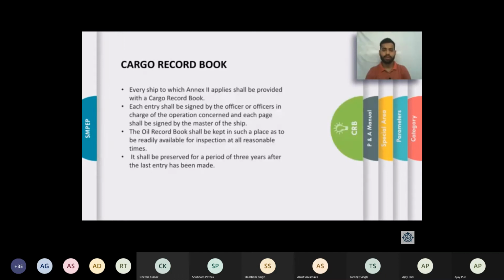Every ship which is carrying noxious liquid substances in bulk needs to carry a cargo record book. This cargo record book contains specific entries which are to be made on the basis of cargo handling. Each entry of this cargo record book has to be signed by the officer in charge, and each page has to be signed by the master of the vessel. The cargo record book shall be kept in such a place as to be readily available at all reasonable times for inspection, and it shall be preserved for a period of 3 years after the last entry has been made.